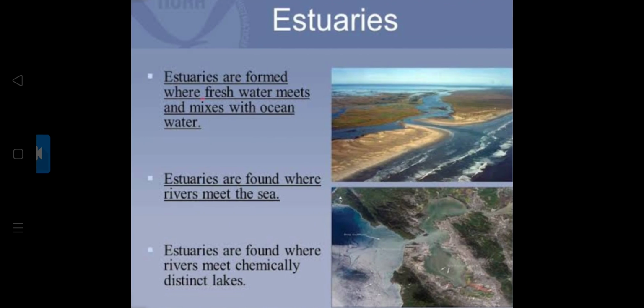We'll see what estuaries are, and some other things also I will bring to your notice. Look at these estuaries. What are estuaries? They are formed where fresh water meets and mixes with ocean water. How do we see estuaries at sea? Some rivers may not form delta because they do not have huge load of sediments, so they may form estuaries. They are found where rivers meet the sea.